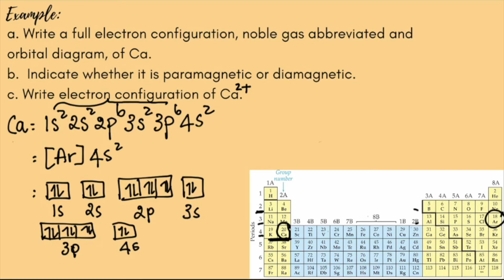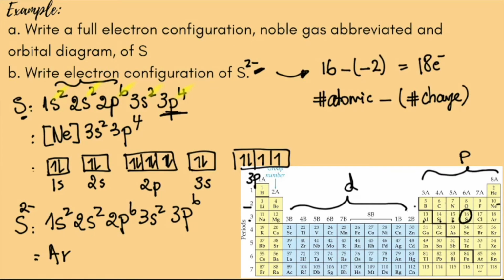Paramagnetic means that it has unpaired electrons, while diamagnetic means paired electrons. If you look at all of the orbitals, everything is paired, which means that calcium is diamagnetic. How about sulfur? If you look at sulfur, you have 2 unpaired electrons, which means that sulfur is going to be paramagnetic.